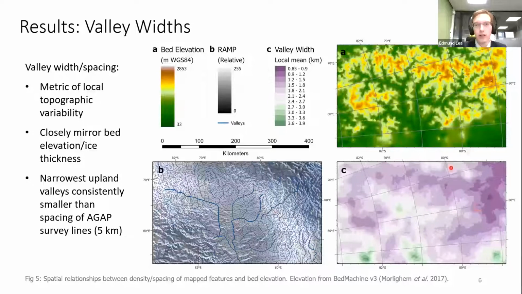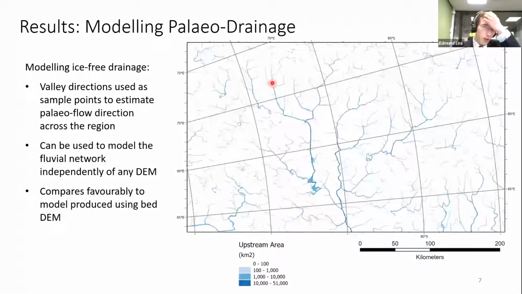The key thing here is that the local valley width is significantly beneath the flight line spacing of the AGAP survey, which was 5 kilometers. That shows us that there is quite a lot of local topographic variation in this landscape at higher elevations, which is not being picked up by the interpolated DEMs created from the radar survey.